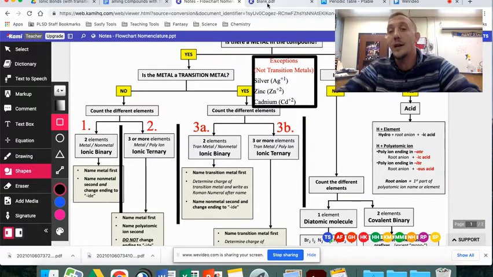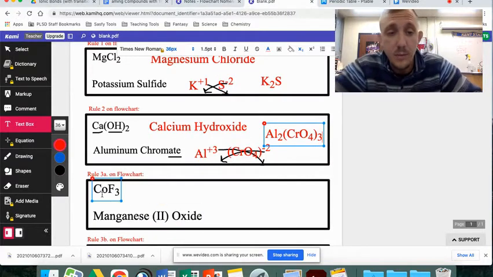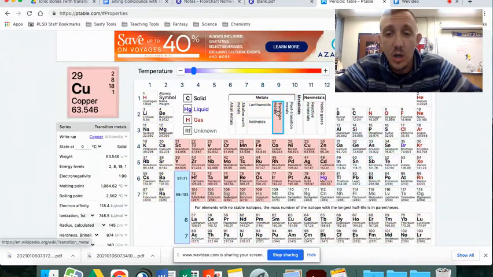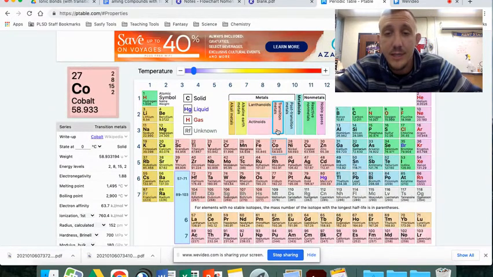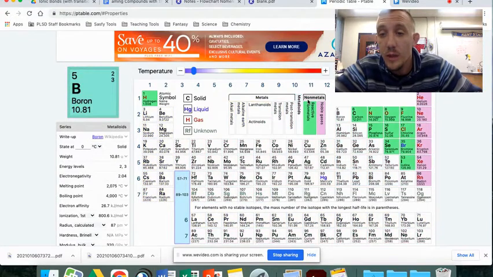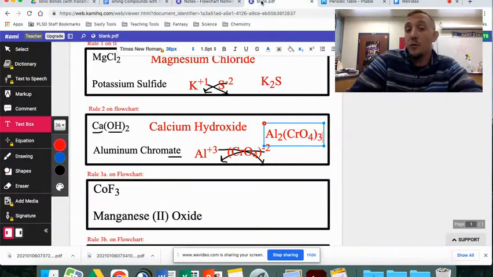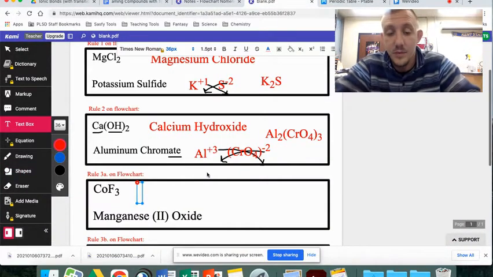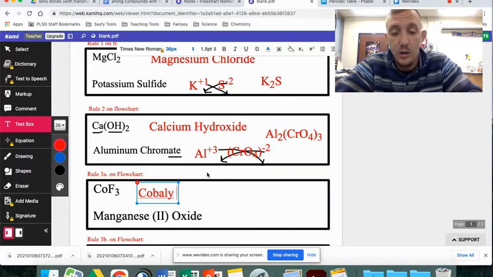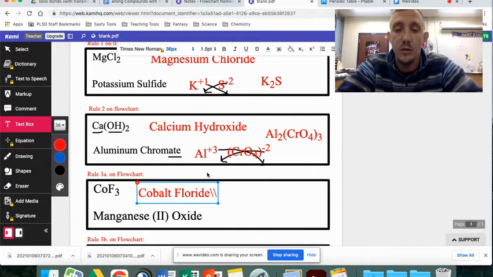So I've gone ahead and given you guys an example. We have cobalt and we have fluorine. If we look, cobalt falls under a transition metal. Fluorine is a nonmetal. If we name this normally, this would just be cobalt fluoride. So you would write cobalt fluorine, but remember you changed the -ine to -ide. Oh, I spelled fluoride wrong.